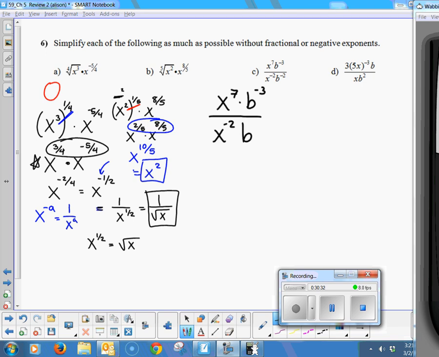Is b to the -2. A negative exponent means whatever has a negative exponent can change floors in that fraction. Sorry if the volume's changing, I'm changing the position of this mic.